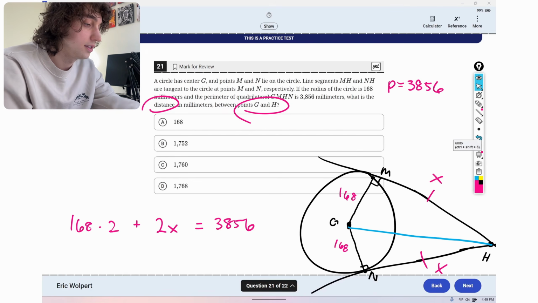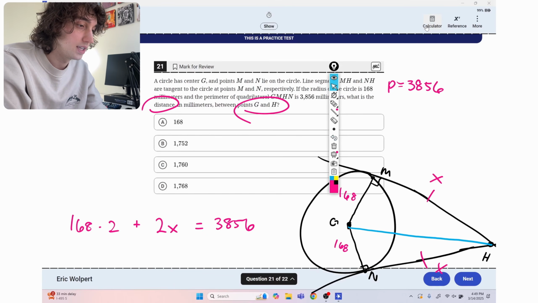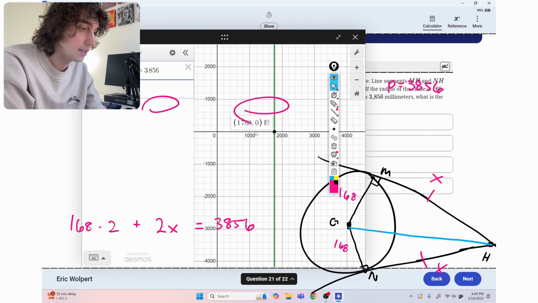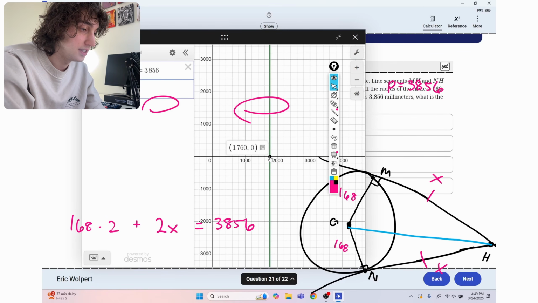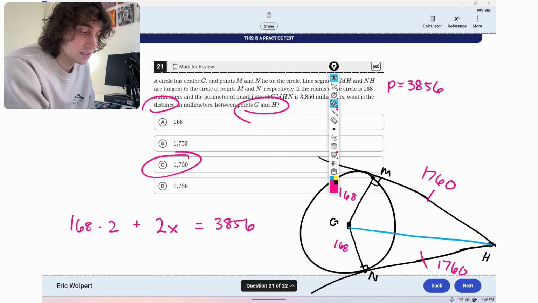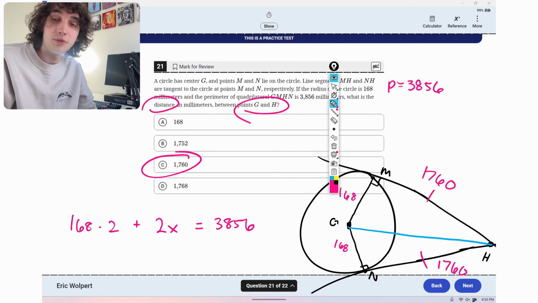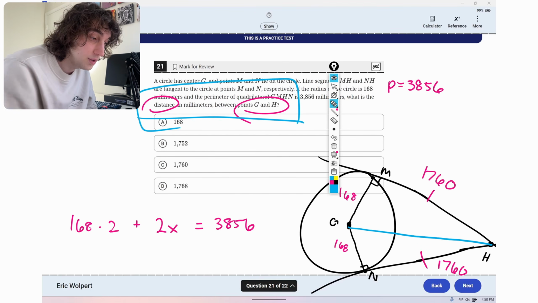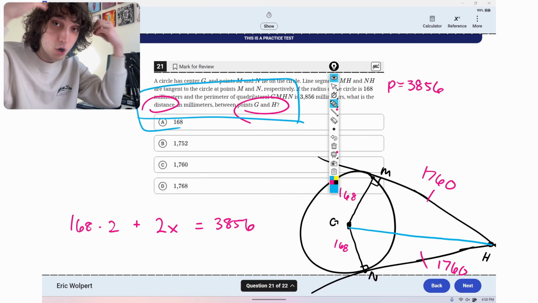And if we're too lazy to solve this by hand, we can use Desmos in order to solve for x. We have to zoom out a bunch, but eventually we get x equals 1760. And so now I'm going to pick C as our answer, and we're done, is what I would say if I were stupid and I were failing the SAT. Because this is not the thing we're solving for. We are solving for the distance between points G and H.